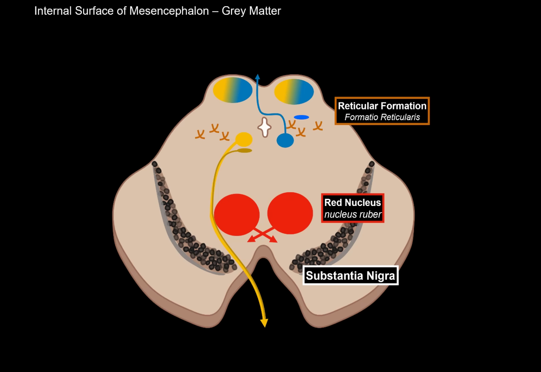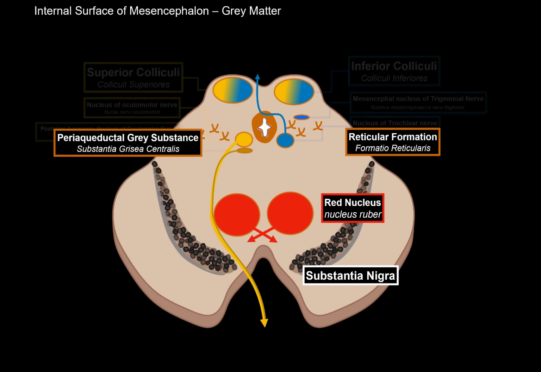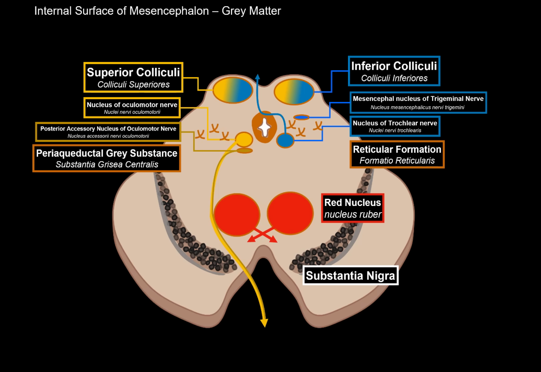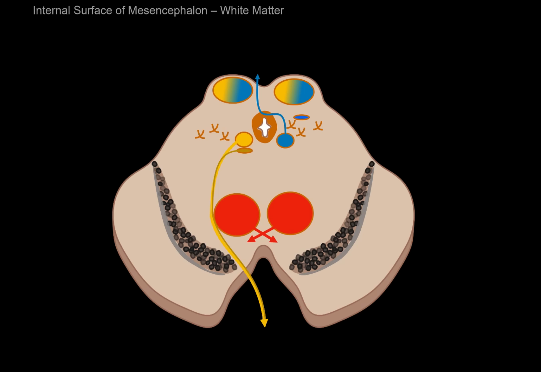Then we have the reticular formation, which is essential for the vital functions and balance. And we have the periaqueductal gray substance, or the central gray substance, which is associated with eliminating or decreasing pain. So that was all for the gray matter of the midbrain. Now, let's do the white matter of the midbrain.